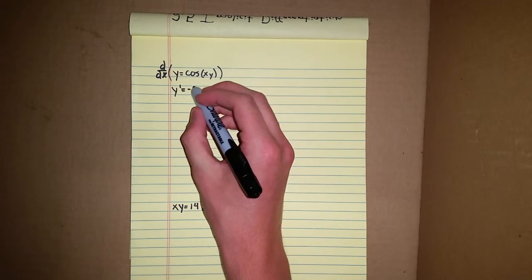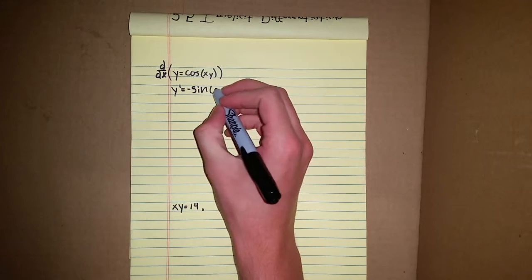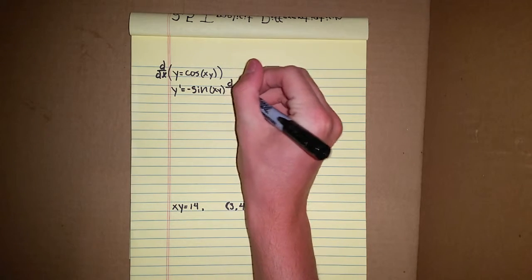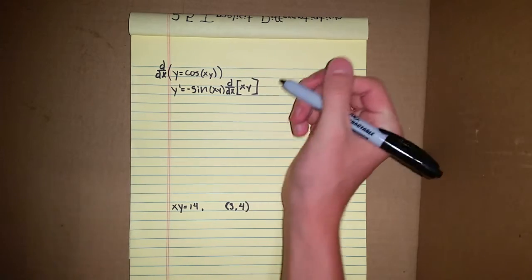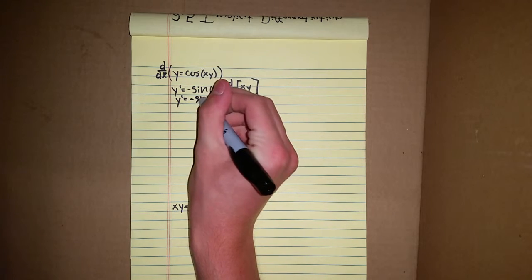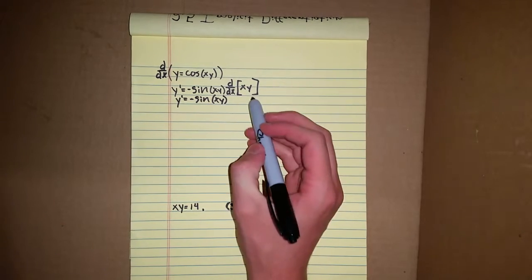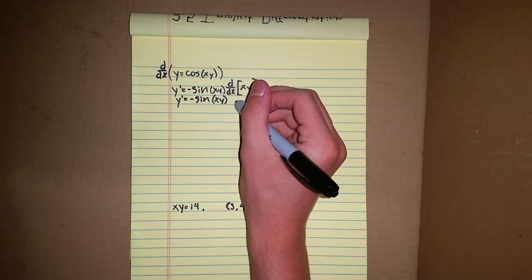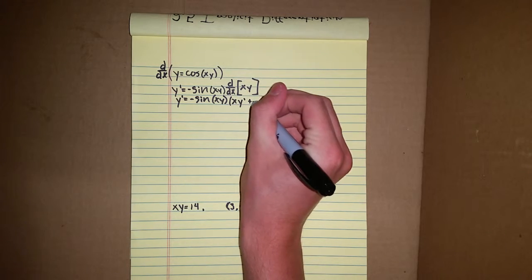So derivative of cosine is negative sine. Argument stays the same, xy. Then you have to take derivative with respect to x of the argument, xy. So now let's take the derivative of the argument. Now here you have to use the product rule. So the derivative with respect to x of xy is just x y prime plus y.